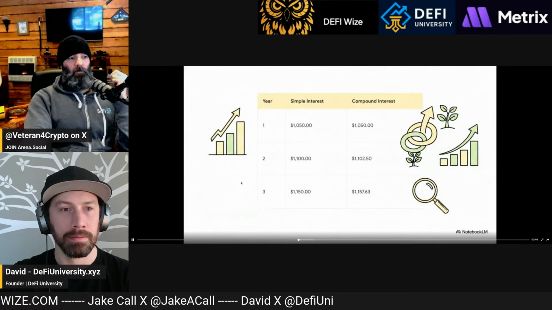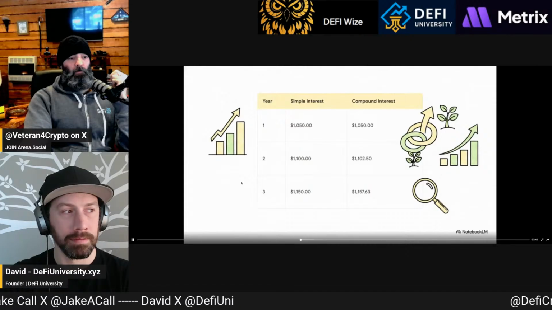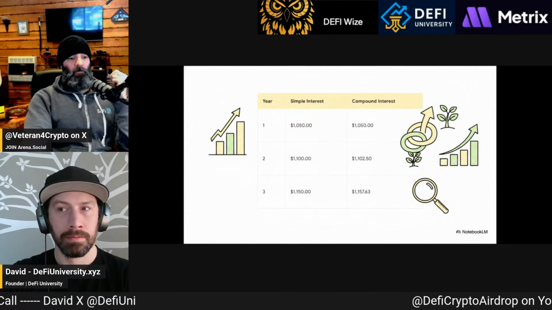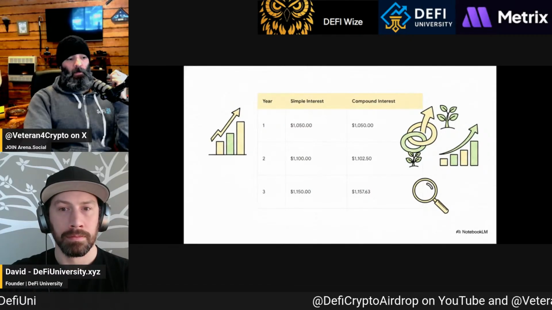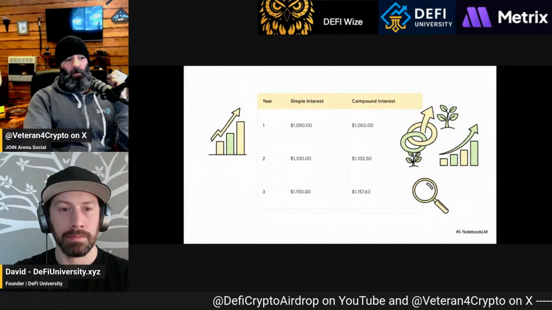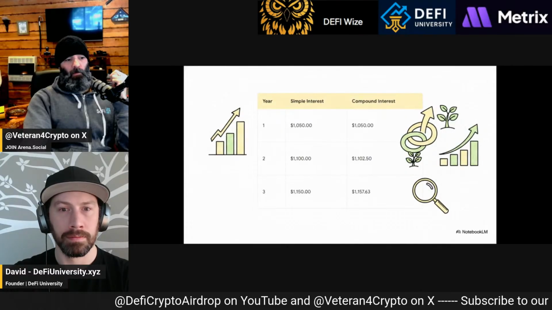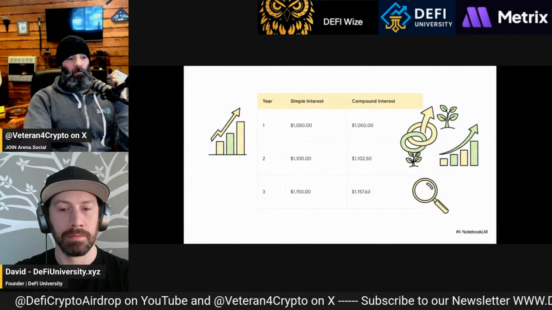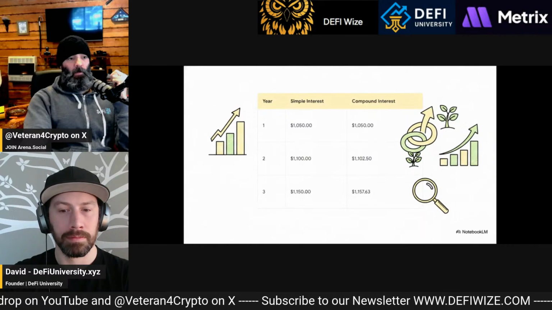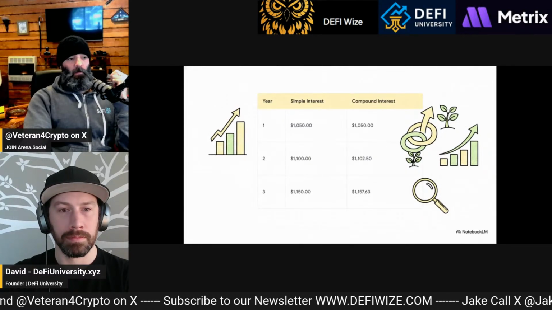Let's look at the numbers. We start with $1,000 at 5%. After year one, they're exactly the same. Year two, the compound account is ahead by $2.50. By year three, it's up by about $7. So you're looking at this and thinking, big deal, right? A few dollars. But trust me, we're just getting started.